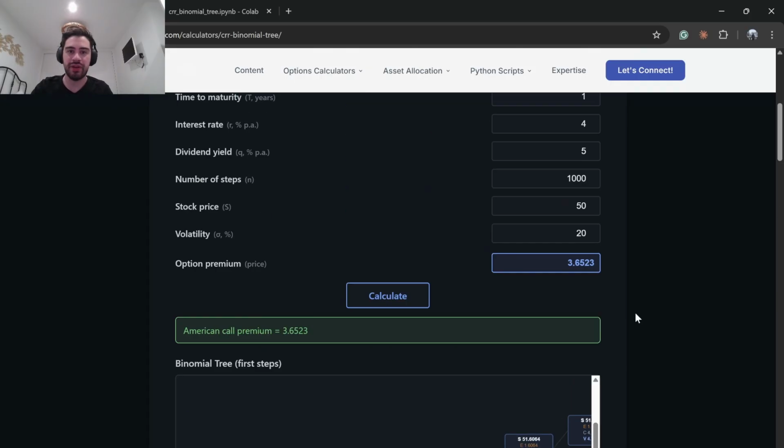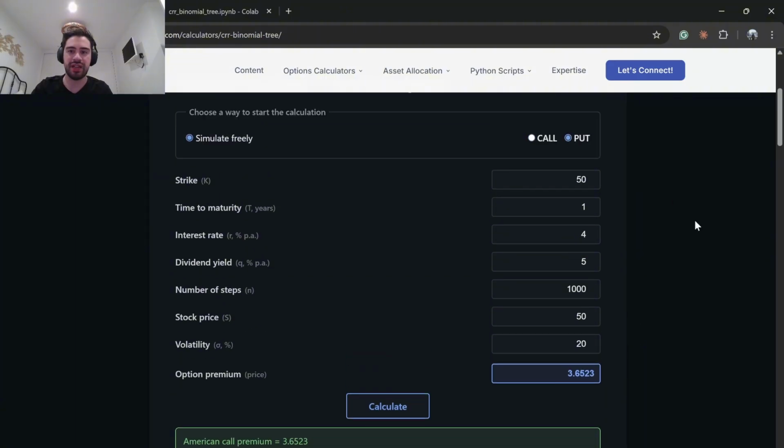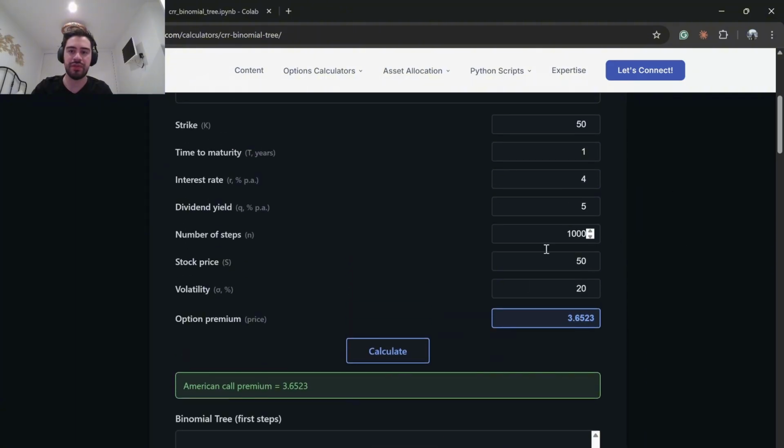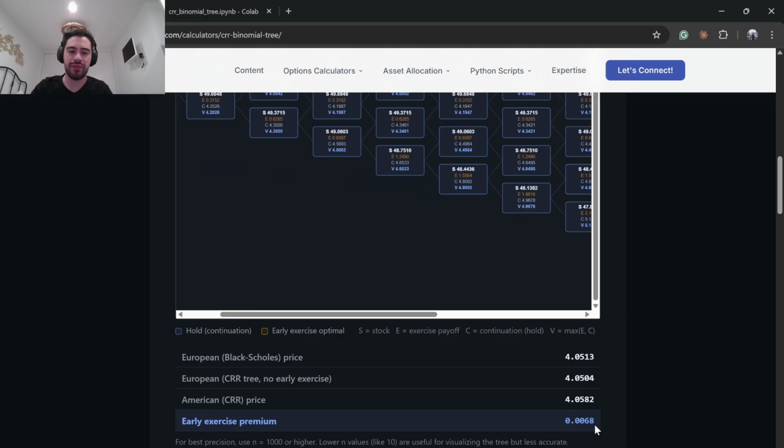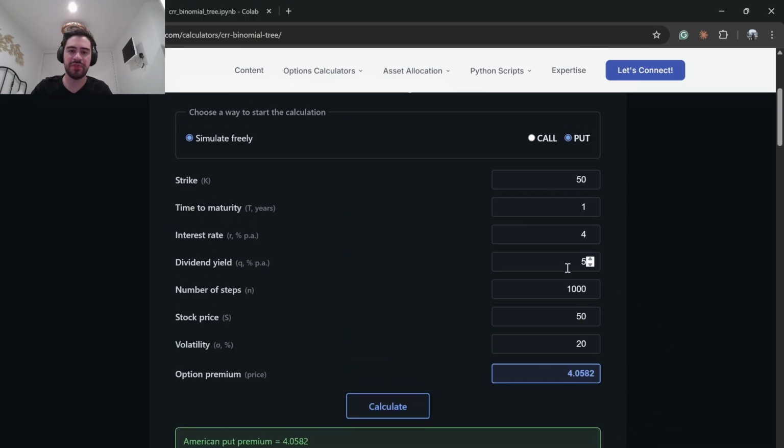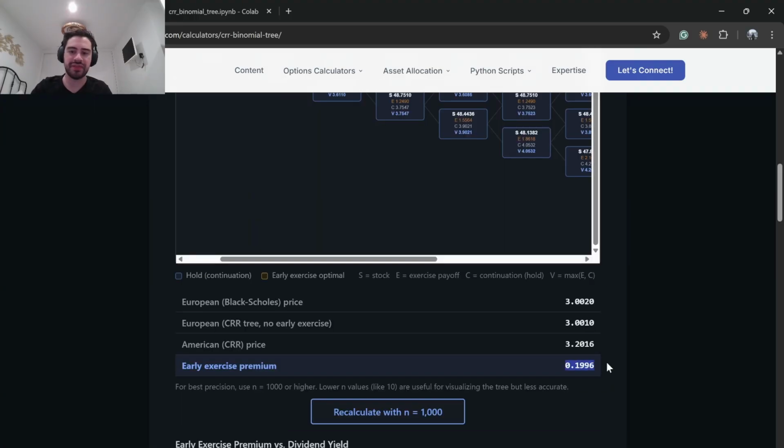0.07. And let's see what happens if it's a put option. You have a very low early exercise premium because of the difference between the dividend yield and the risk-free rate. If I set zero here, it increases. So that's the way to keep playing with the variables.